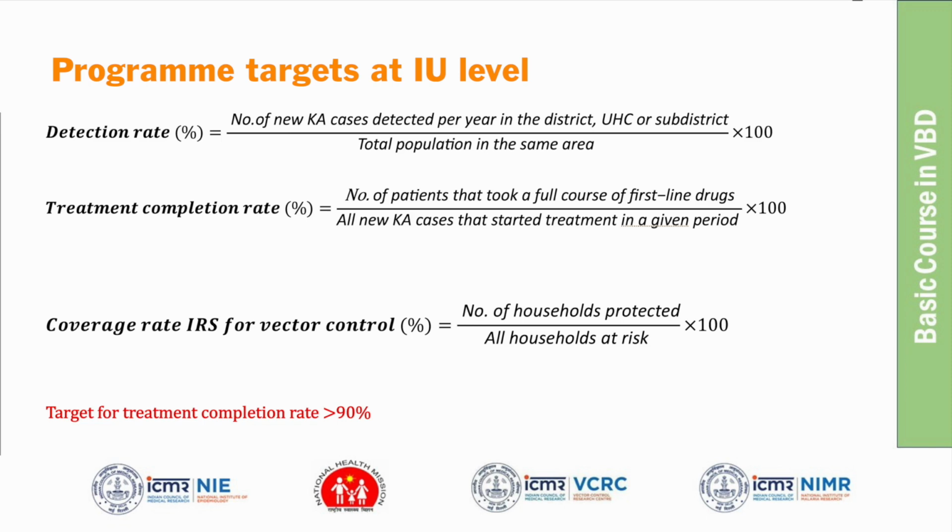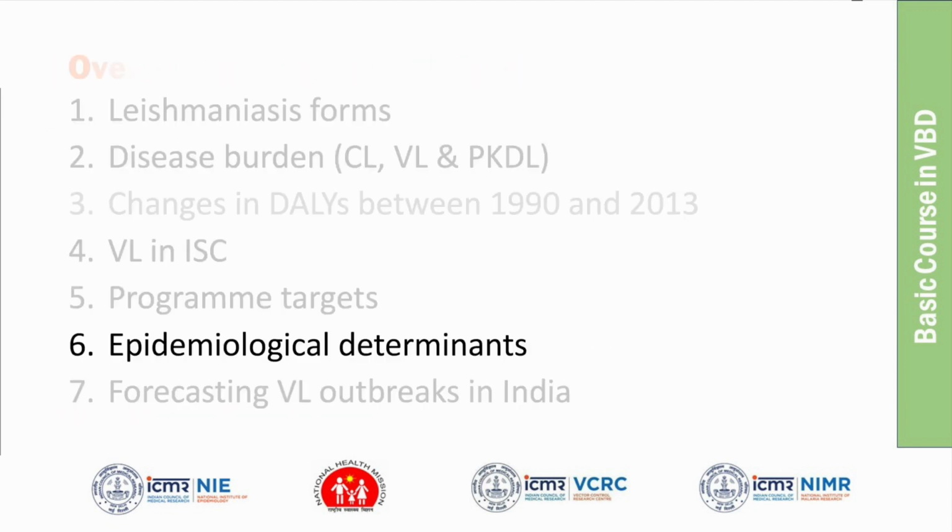Coverage rate of IRS for vector control is the number of households protected divided by all houses at risk. The target for treatment completion rate should be greater than 90%. That is the program target at the different IU levels. They follow these three indicators: detection rate, treatment completion rate, and coverage rate for IRS vector control.